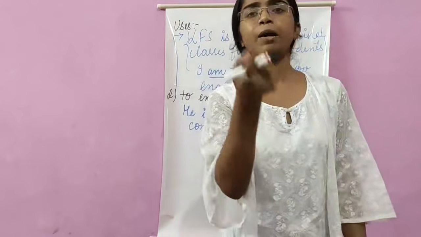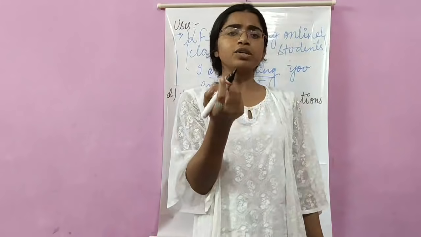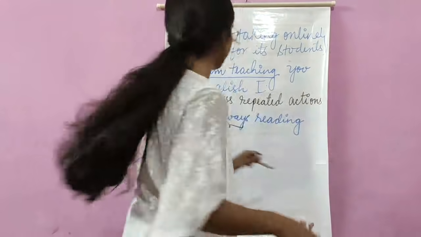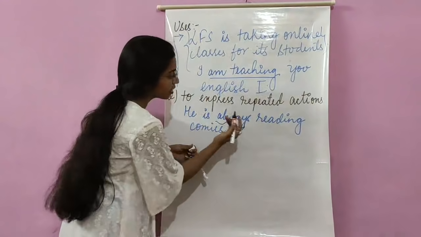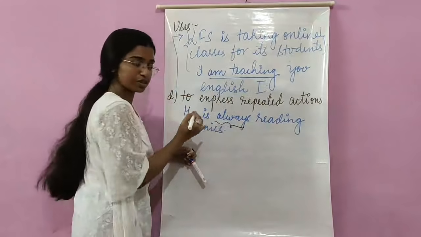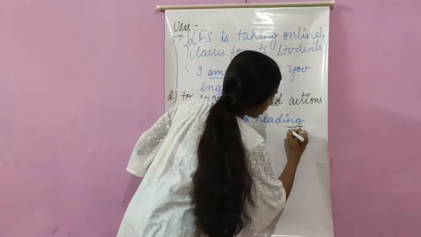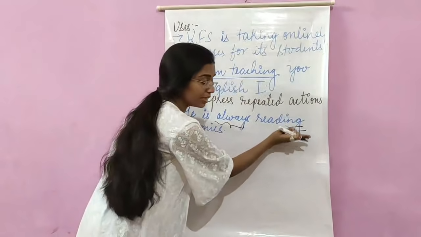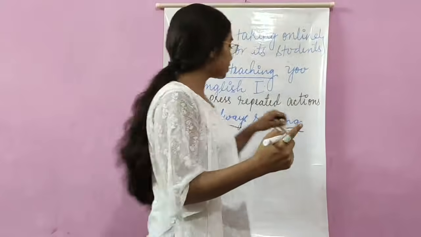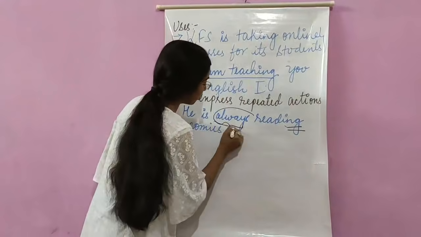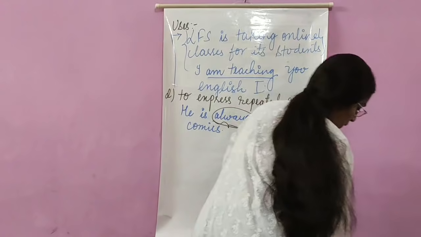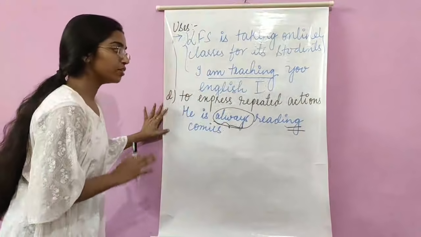She always gets up late in the morning. Like, always means it's not only today or tomorrow that is going to happen. It is a continuous process. Every day she does the same thing. Now, he is always reading comics means it is a regular action. So repeated actions are being expressed using what? Present continuous tense. And whenever you are expressing a repeated action using present continuous tense, you will be using what? The word always. Clear? So these are the four uses.